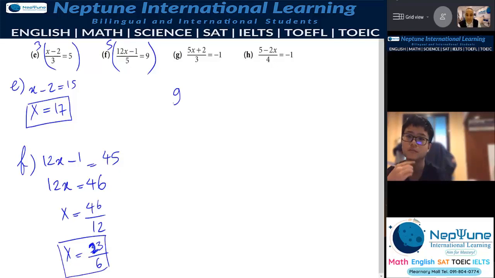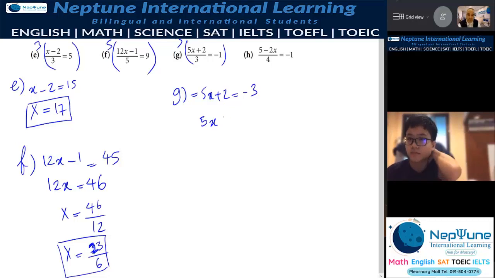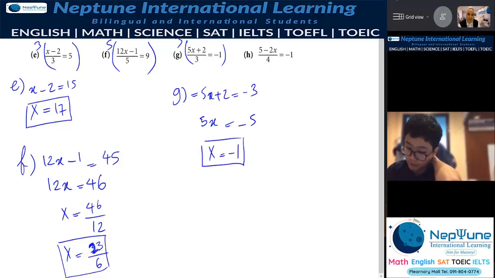G. Multiply by 3. So 5x plus 2 equals negative 3. And then 5x minus 2 both sides. Subtract 2 from both sides to get rid of positive 2. So negative 3 minus 2 is negative 5. And then divide by 5, which is negative 1. Negative 1. Good.